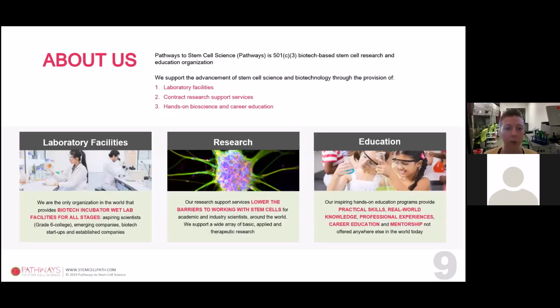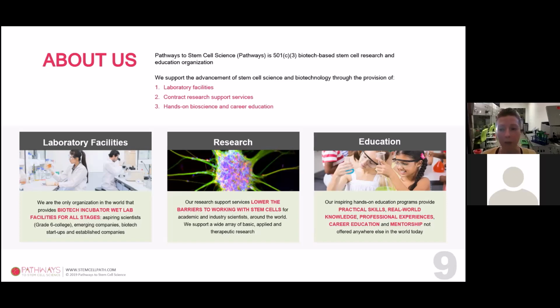So that brings me on to, there's a little primer about stem cells and what they are and the stem cells that we're interested in. I wanted to talk a little bit about what we do at Pathways and how we provide different resources and education programs focused on stem cells as a teaching model. So we are a nonprofit organization. We spun out of USC, and we have 3 primary activities that we are involved in. So we have a lab facility that we do research in, and we provide space for other companies.